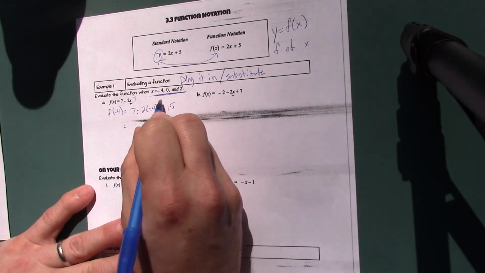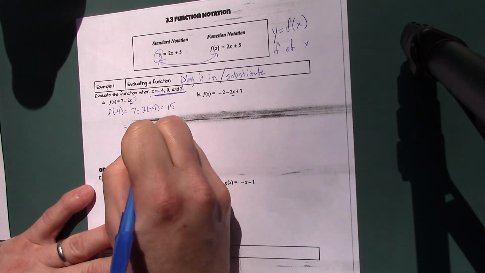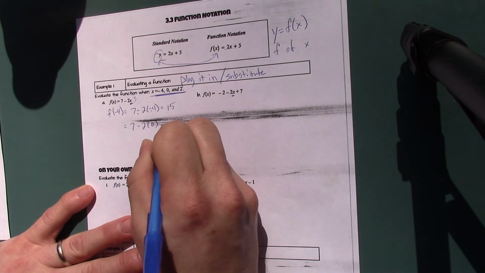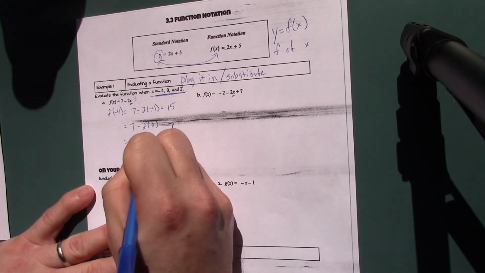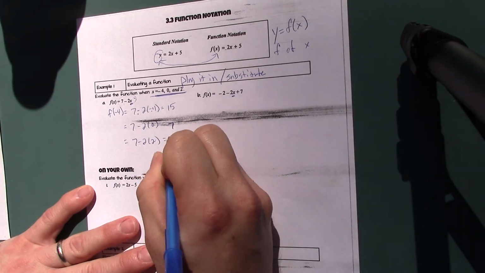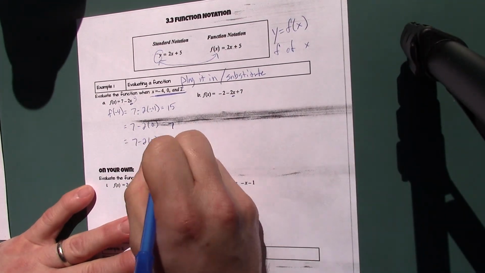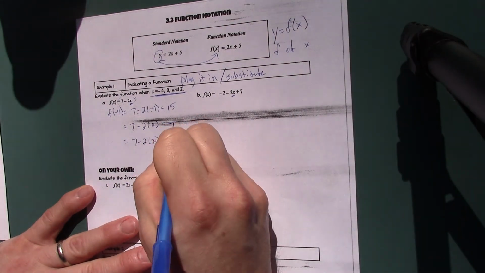So when I plug in 0, I just go 7 minus 2 times 0. It's almost like writing lines. I used to have to do that a little bit when I was naughty as a kid. 7 minus 2 times 2 equals, sorry about this here, it's just the copy machine, which equals 3.